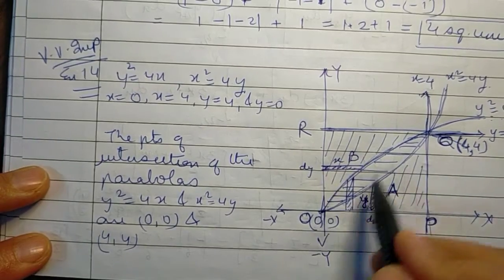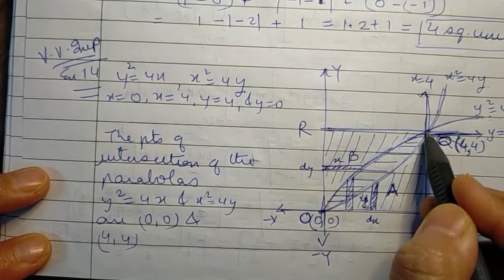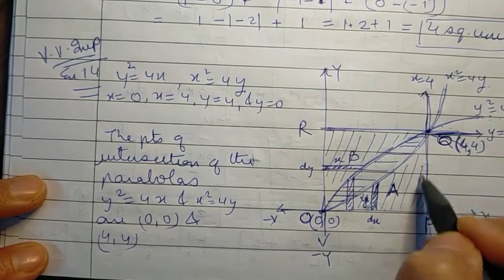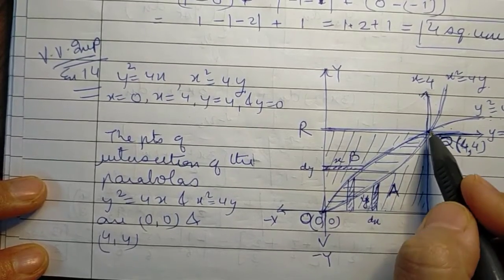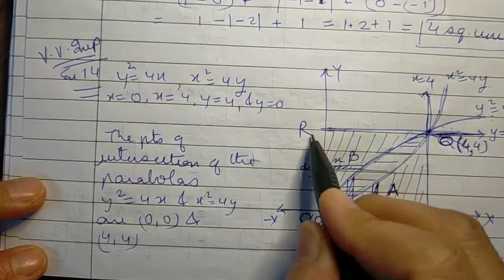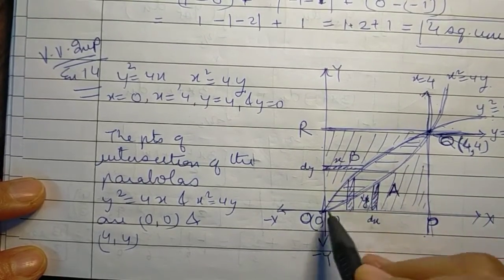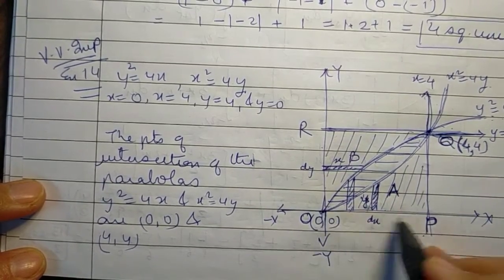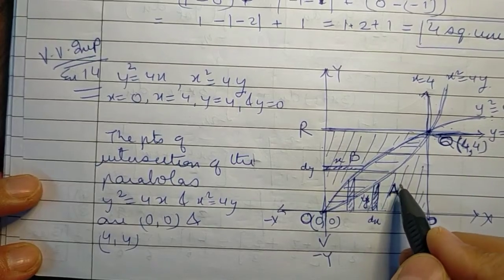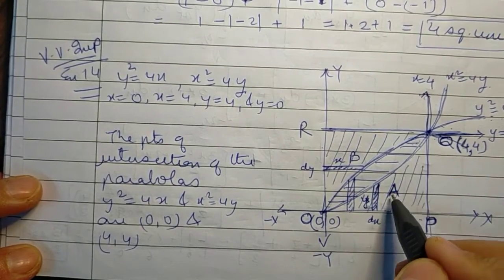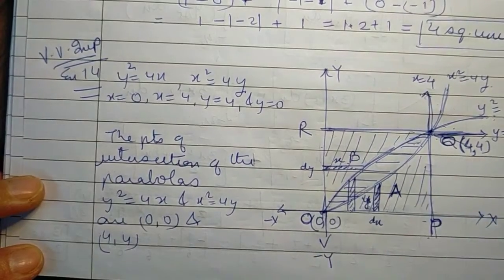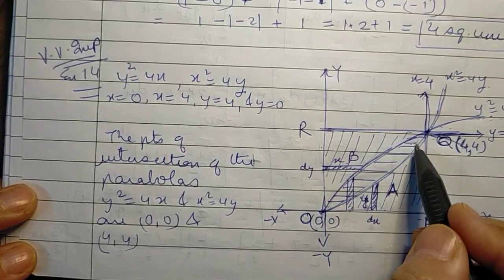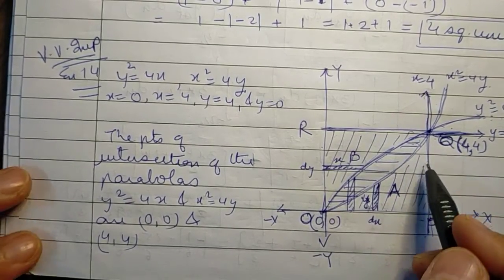Then the square is formed by joining the endpoints, because when we solve, we see that the point of intersection of these two curves is (4, 4). So when we drop a perpendicular from here onto the x-axis and y-axis, it forms a square passing through the lines x equal to 0, x equal to 4, y equal to 0, y equal to 4. So we have to show that these three areas, the area between the parabolas, the area A and the area B are equal, and hence we can prove that these two parabolas divide the square into 3 equal areas.